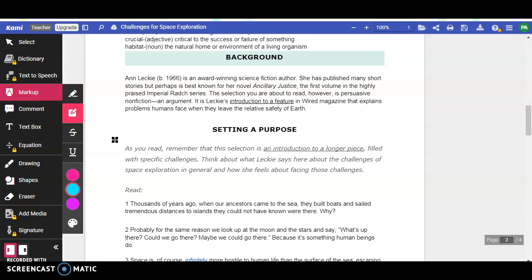As you read, remember that this selection is an introduction to a longer piece filled with specific challenges. Think about what Leckie says here about the challenges of space exploration in general and how she feels about facing those challenges.